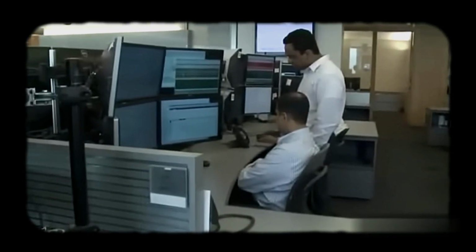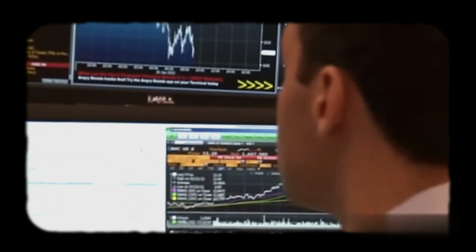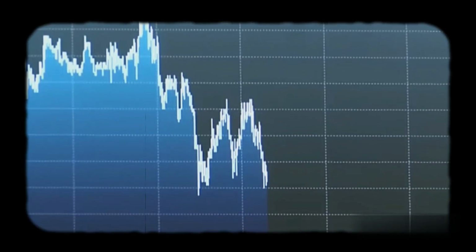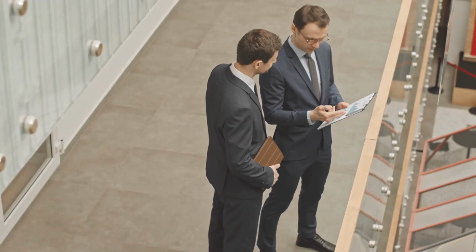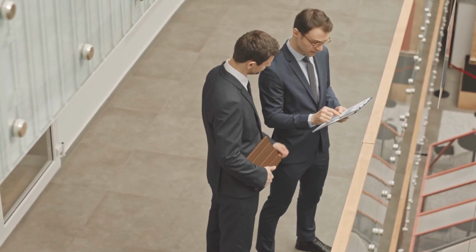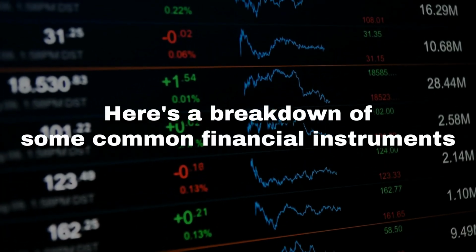Financial markets are critical in financial engineering, providing platforms and tools for raising, distributing, and managing capital. Various financial instruments are used, each having specific characteristics and purposes. Financial engineers need to understand these instruments as they serve as the building blocks for developing new products and strategies. Here's a breakdown of some common financial instruments.